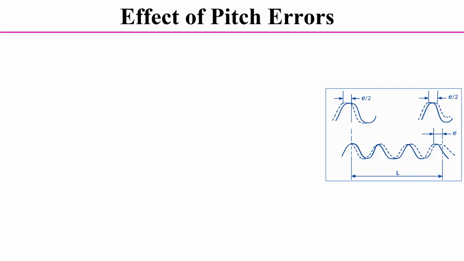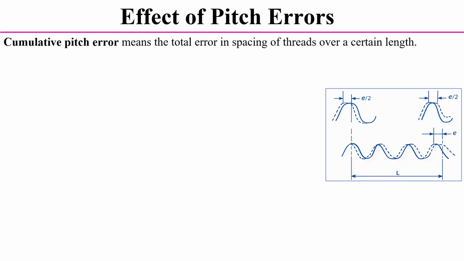We know that pitch error is error in the spacing of threads, and cumulative pitch error means the total error in spacing of threads over a certain length. So let's see in the picture. Here capital L is the length of the thread and small e is the cumulative pitch error, which means it is the summation of all the pitch errors of individual threads.